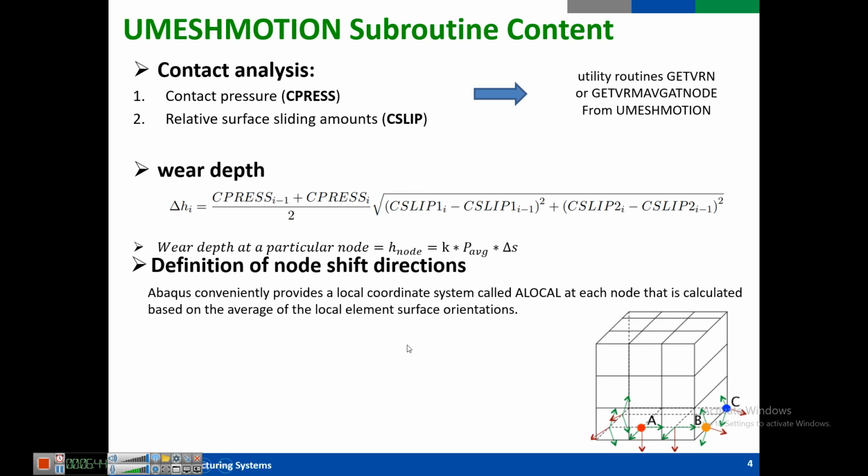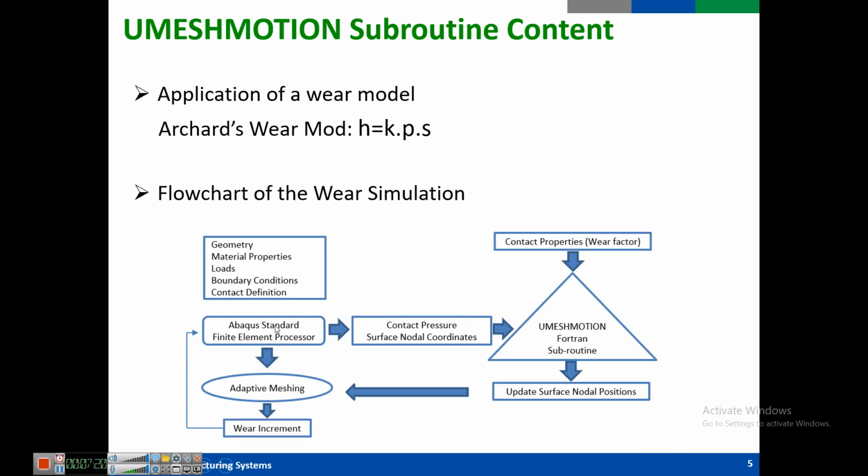And also, during your UMESHMOTION we use a local coordinate system. Abaqus conventionally provides a local coordinate system called a local at each node, that is calculated based on the average of the local element surface orientation. In the following, I explain how to use the local in your UMESHMOTION subroutine.